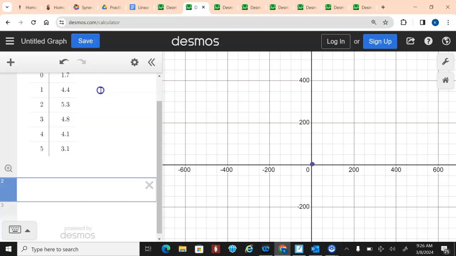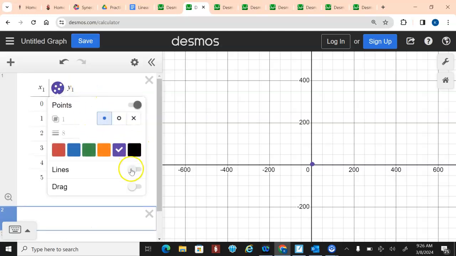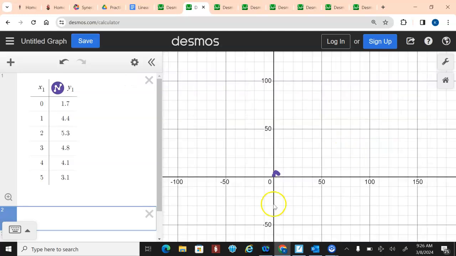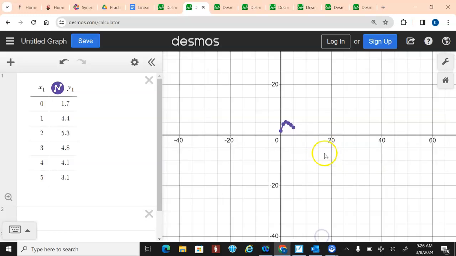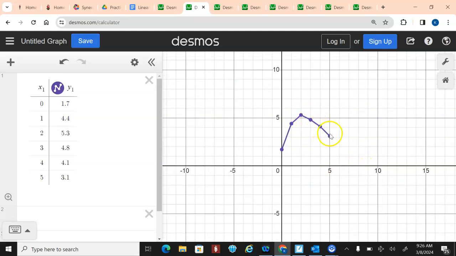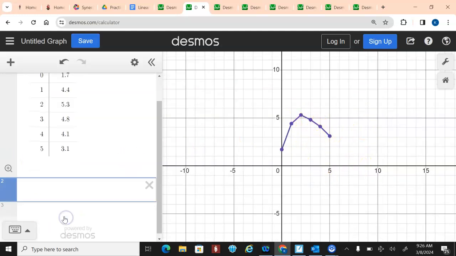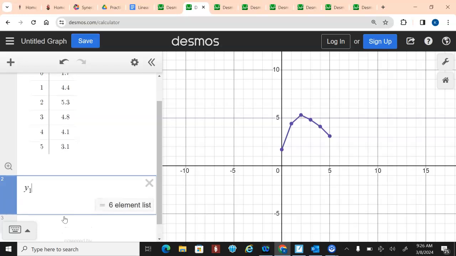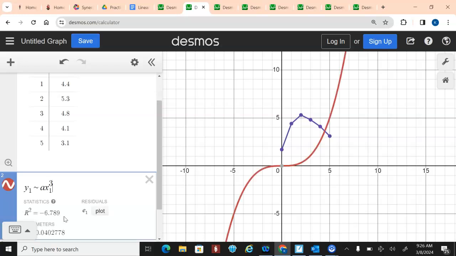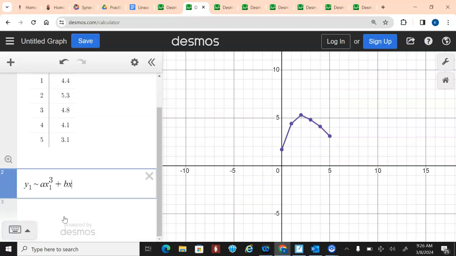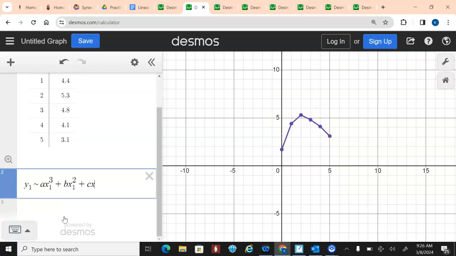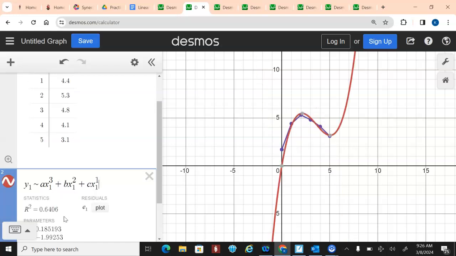So if I look at this and I make these lines right here, we have to make it bigger. Let me make this bigger. It does not look like a quadratic because it goes a little bit to the right. So it looks more like a cubic. Let's try it. The equation will be y1 for cubic. And then remember, you start with ax cubed, and then 1 because you're referring to your table, plus bx squared, and then 1 because you're referring to your table, plus cx1, and then plus d.